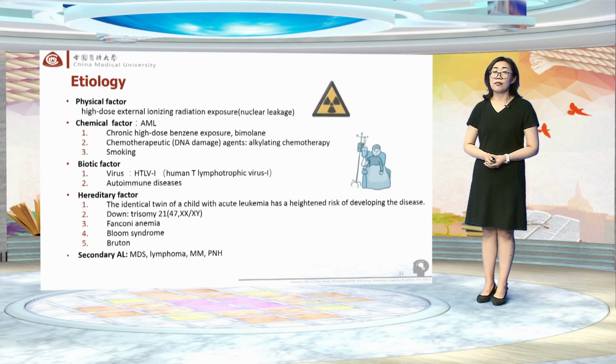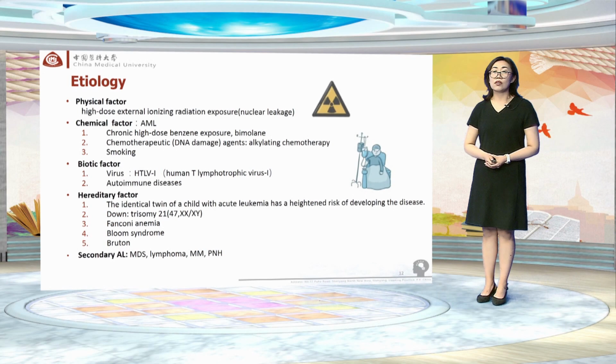The third is the biotic factor, including viruses, such as the human T-lymphotropic virus 1, which is related to adult T-cell leukemia lymphoma. And patients with autoimmune disease also have an increased risk of leukemia.